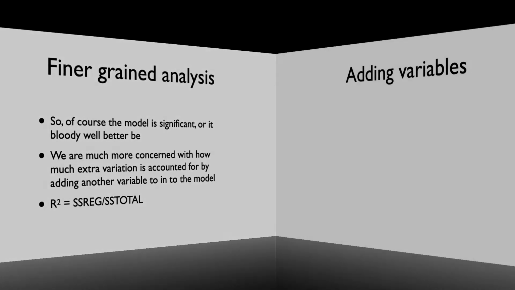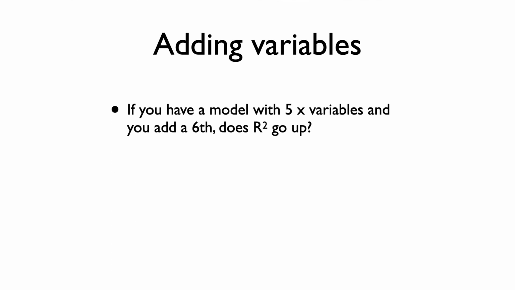Okay. So if we're going to add variables in, if we have 5 x variables, so we've got x1, x2, x3, x4, x5, and we add in a 6th variable, does r squared go up? Well, it has to. Because, thinking back to the Venn diagram idea, and we've got some overlap, every single time you add something in, it conceivably could stay the same.